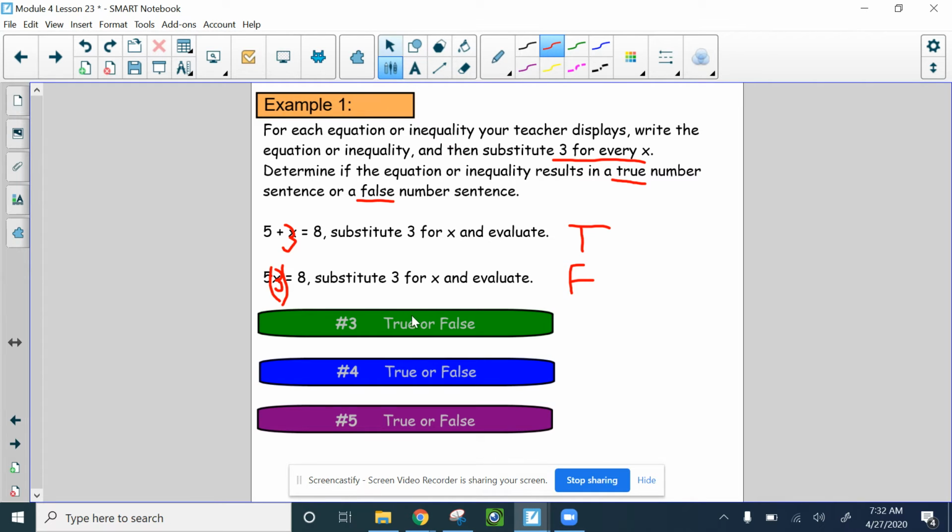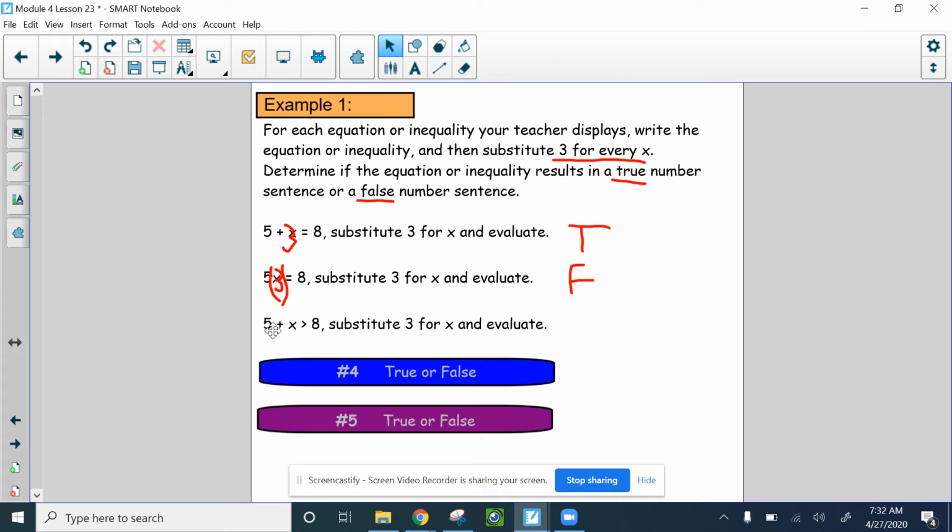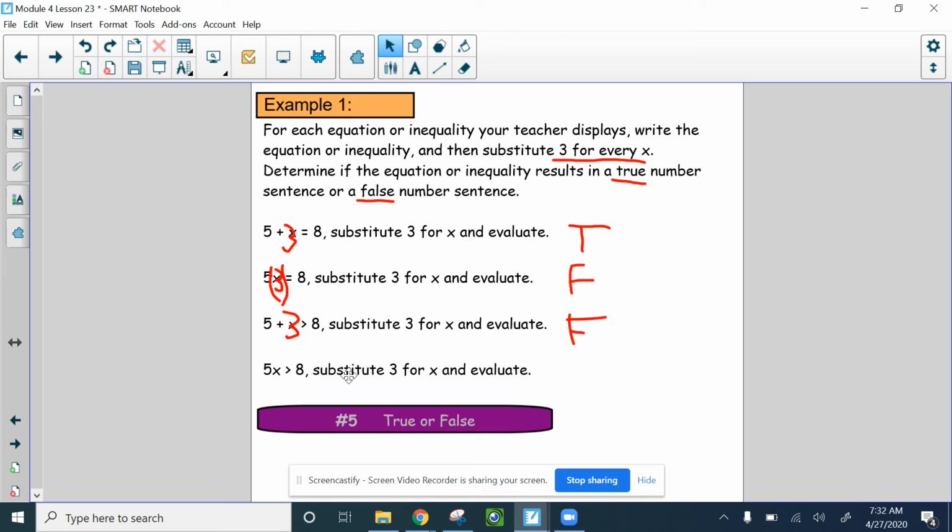Okay, let's look at the next one then. If I told you 5 plus x is greater than 8, and I want to substitute 3 for x and evaluate. So again, I'm going to put a 3 here in its place. So I have 5 plus 3 equals 8. Is 8 greater than 8? No, 8 is the same as 8. So that would be a false number sentence. Again, I don't have the line underneath that, so it's only numbers that are greater. Okay, what about if I substitute in 3 for x again here?